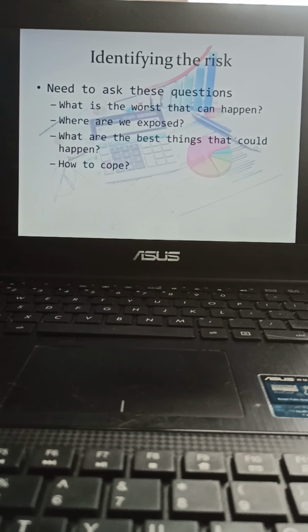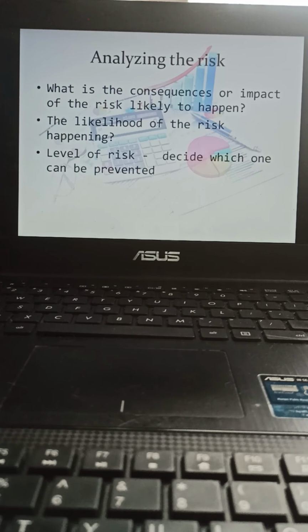Next you have to think about identifying the risk. What is the worst that can happen? No event. Where are we exposed? What are the best things that could happen? How to cope? You have to answer these questions. Analyze the risk: what are the consequences? What is the likelihood of this happening? The level of risk. Decide which one can be prevented. Can we prevent this pandemic in a short time?